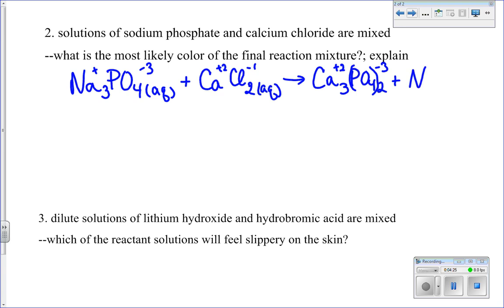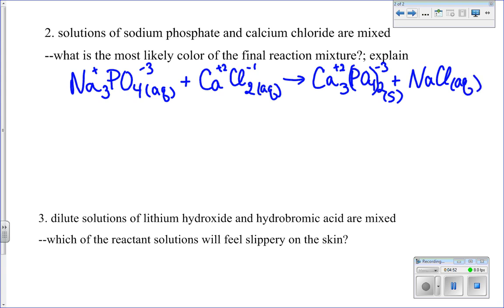Na is +1, Cl is -1. You always write sodium chloride salt. It's just NaCl. So now I need to decide, what are these guys? Well, I know that most phosphates, it's part of that CHOPS, so most phosphates are not soluble unless they're with an alkali metal, group 1. So I know that this is going to precipitate and make a solid. And NaCl is going to make an AQ.